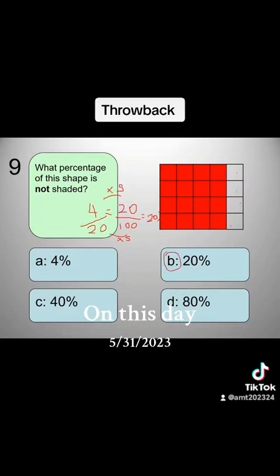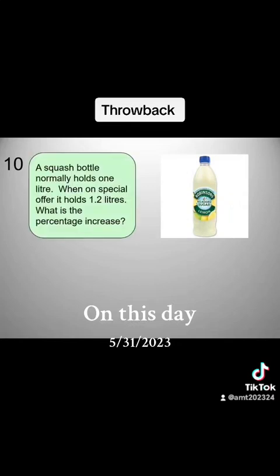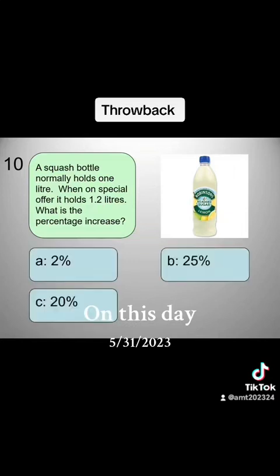Question number 10. A squash bottle normally holds 1 litre. When on special offer, it holds 1.2 litres. What is the percentage increase? Is it A, 2%, B, 25%, C, 10%, or D, 10%? So I've got to work out the actual difference here. So it's a percentage change. So the difference between 1.2 litres minus 1, over 1, and then I'm going to multiply that by 100.